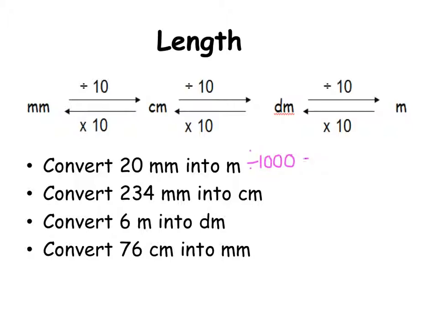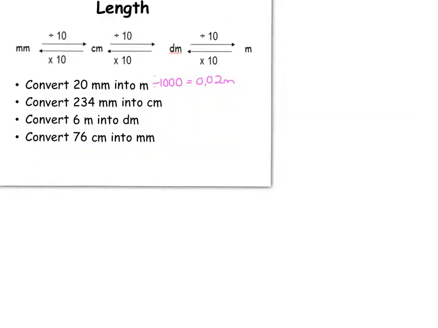Once I've divided by 1,000, I get 0,02 meters. There is another method of doing this that I want to show you, because it lands up being a foolproof method for all the different things that you could do. So let's go.